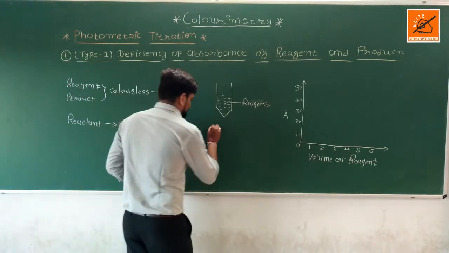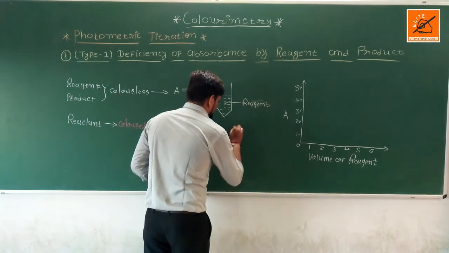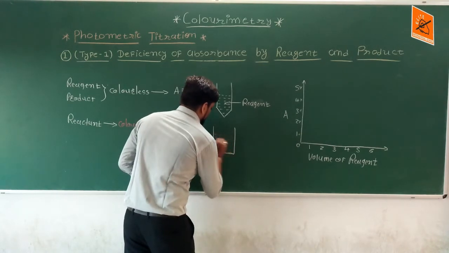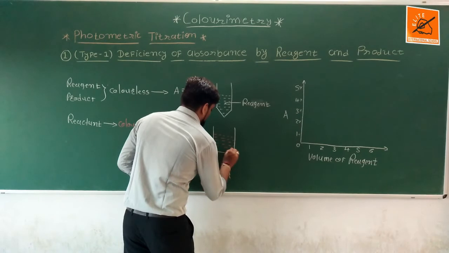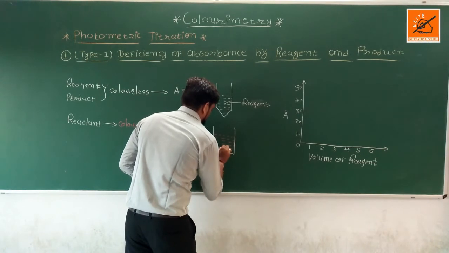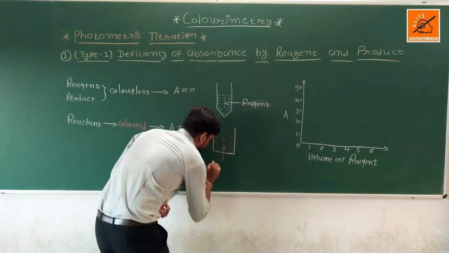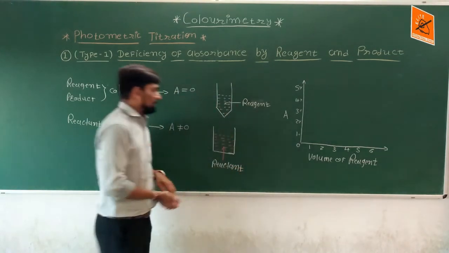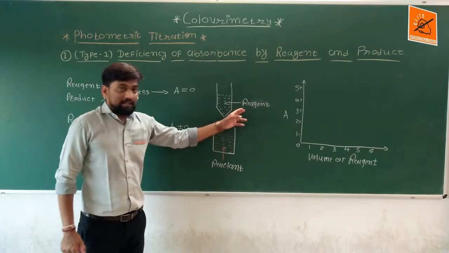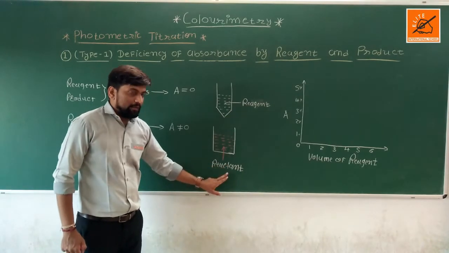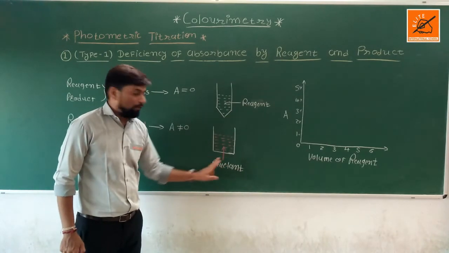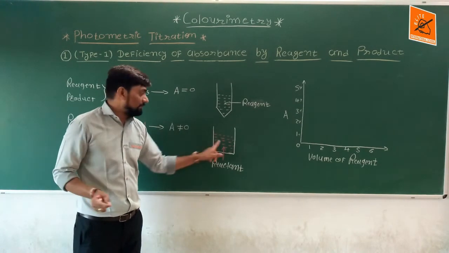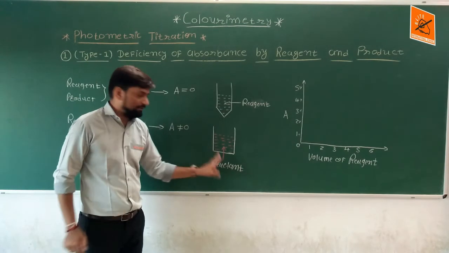Then we take a flask. This is the flask in which we take the reactant. Before the addition of reagent into the reactant, we measure the absorbance value of the reactant. Here the reactant is present in the maximum amount, and that's why this is a colored compound. The reactant is a colored compound.